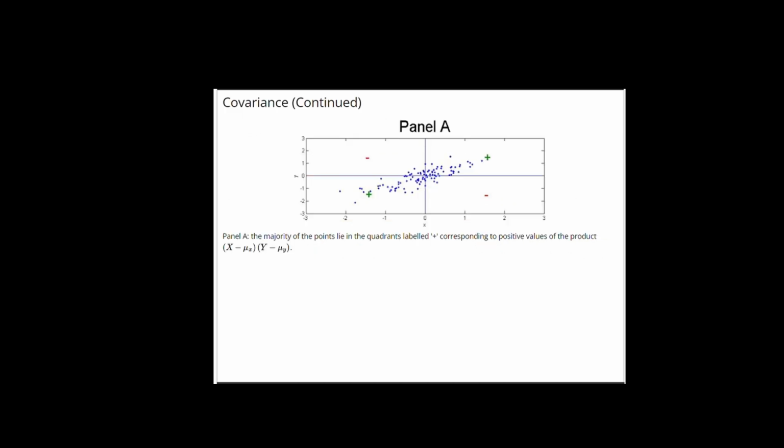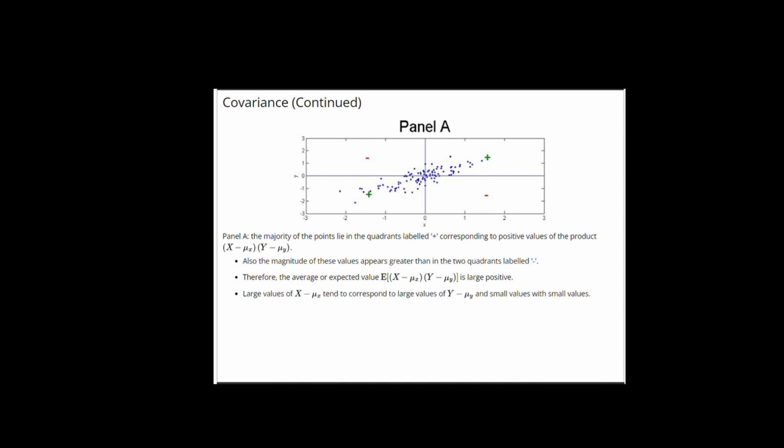Of course, the vast majority of the points appear to correspond to positive values of that product. Only a small number are in the negative quadrant. Moreover, if you look at the magnitude of the product, X minus mu x times Y minus mu y, the magnitude appears to be much greater in panel A, in the positive quadrants, than in the negative. And all this is to say that the expected value of the product, X minus mu x times Y minus mu y, will tend to be positive, and much larger in a figure like panel A than it would be in, for example, panel B.